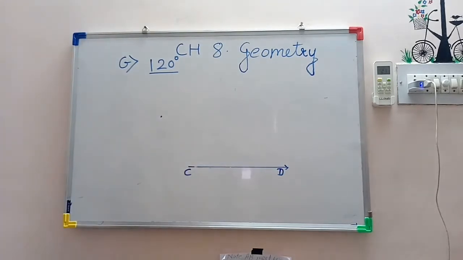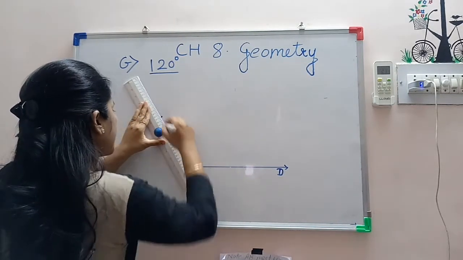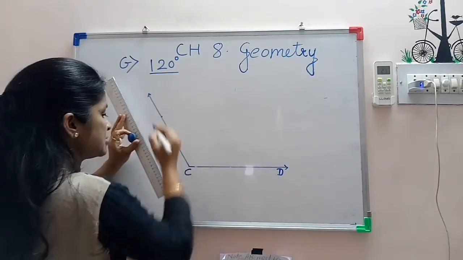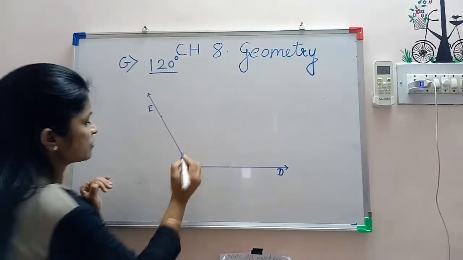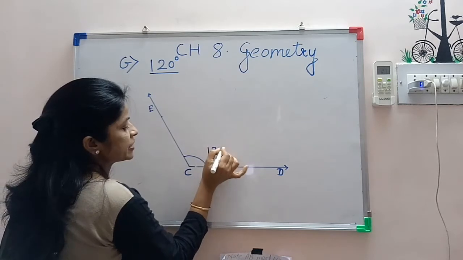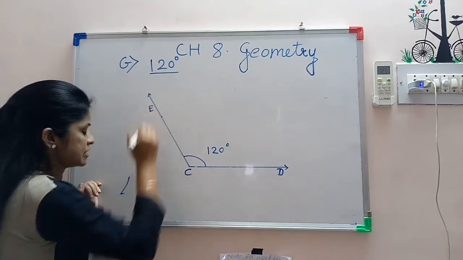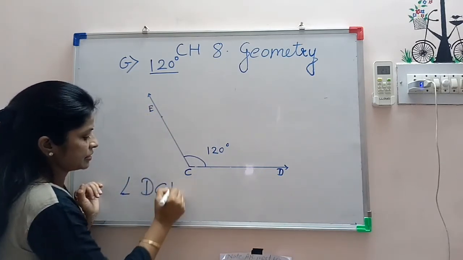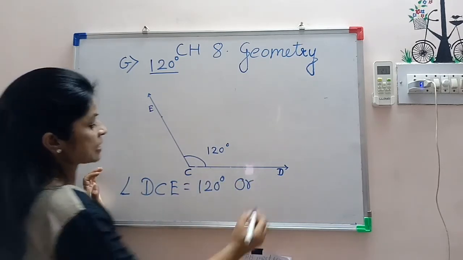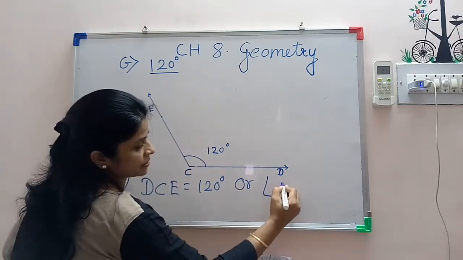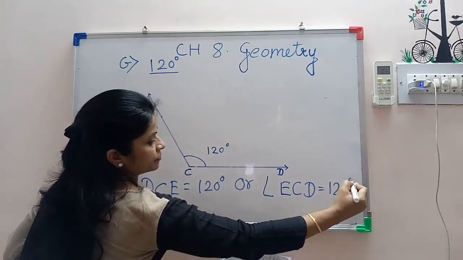We'll remove it and draw another ray and we'll name it as E. The measurement of this angle is 120 degree. Now we will name it as angle DCE. DCE is equal to 120 degree, or you can name it as angle ECD is equal to 120 degree.